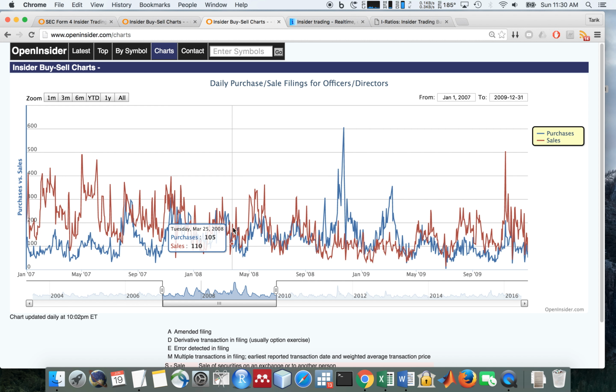Now, it's a little hard here to interpret relatively how much buying and selling there is. So, and there's a lot of movement here, up and down.